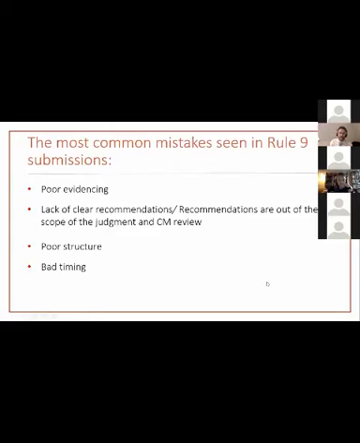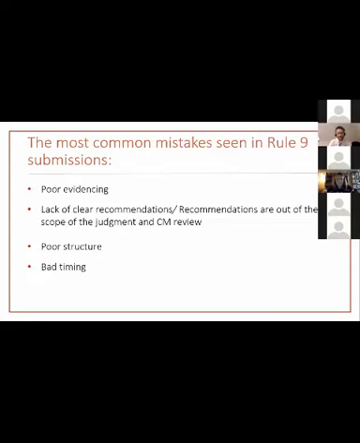Finally, just a few comments from me before we open up the discussion about the most common mistakes that we see when people are writing Rule 9s. And there's four sets of things there. They echo a lot, I think, what Nikos said already in his video presentation. And they're poor evidencing, lack of clear recommendations, poor structure, and bad timing.